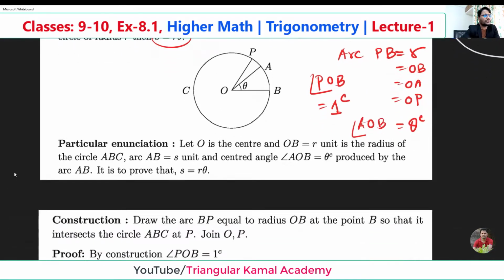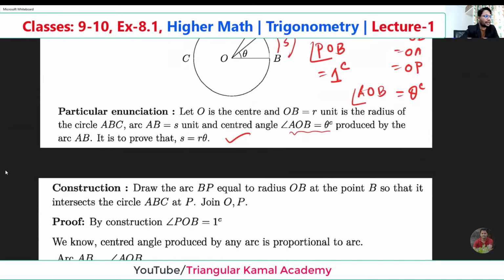So now from the figure here, let O be the center and OB the unit, then the radius of the circle ABC. The angle AOB makes an arc S, and PB is completely equal to R. So now we have to prove here S equal to R theta, where AOB is any other angle. This angle will definitely be in the radian, not in the sexagesimal system.